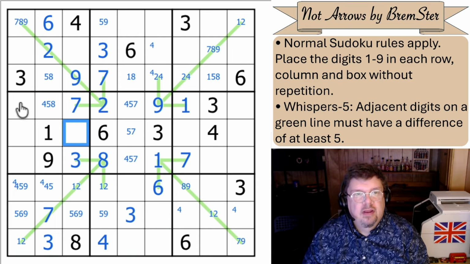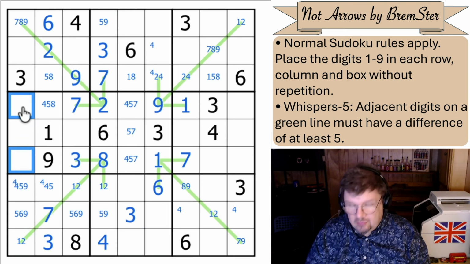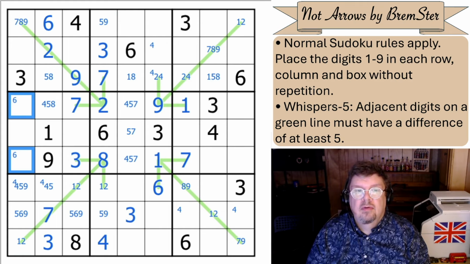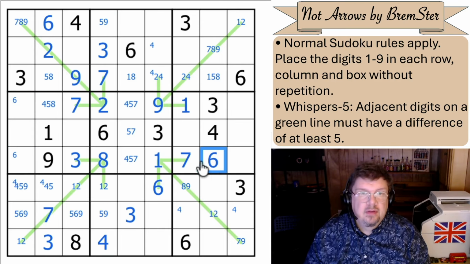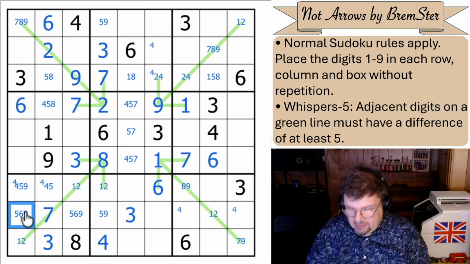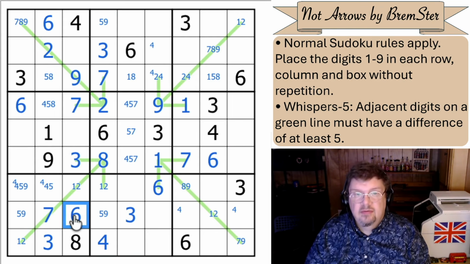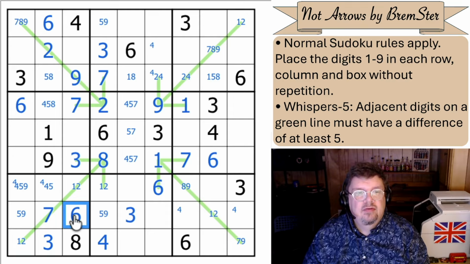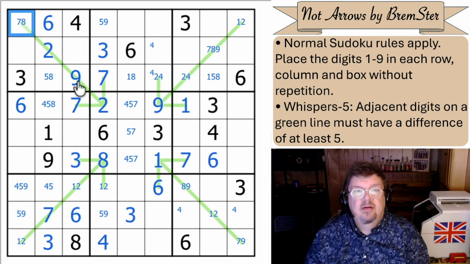Right, 6 is not there, so 6 is in one of those 3. In fact, it's one of those 2. That's a 6. So that's not a 6, and that is. That means that that is not a 6, and that is. And is that our last 6? I think so. I'll remove those corner marks. 9 is in one of those 2, so that's not a 9. In fact, I could have seen that from here.